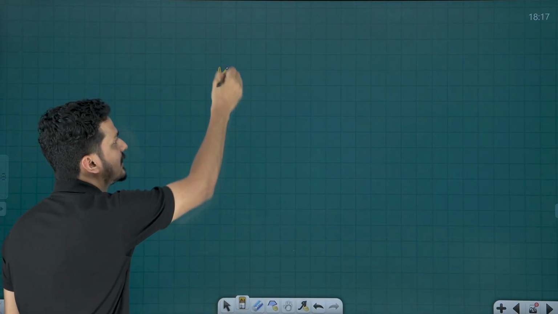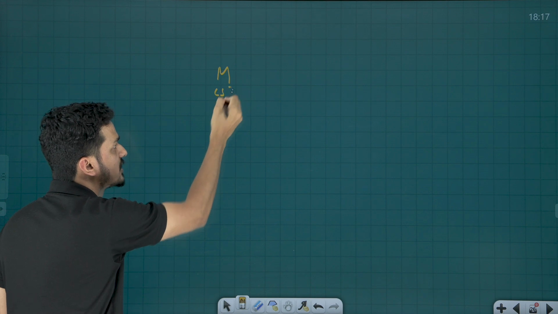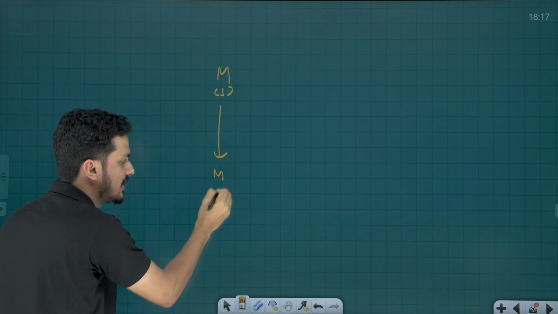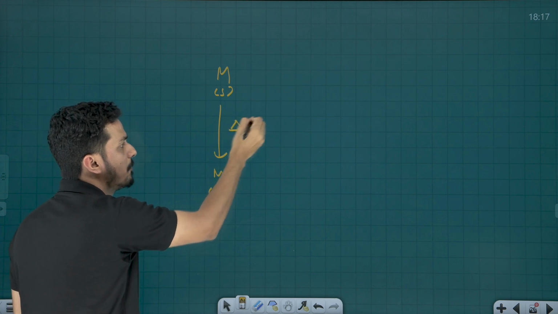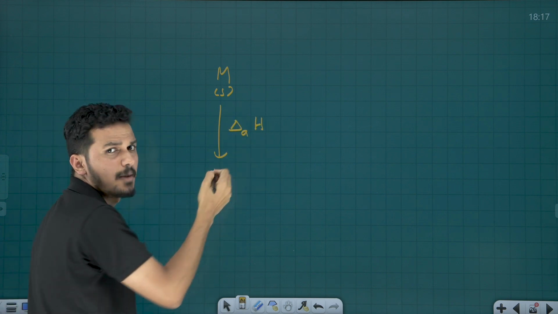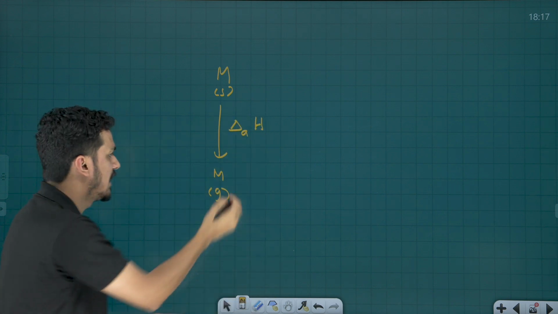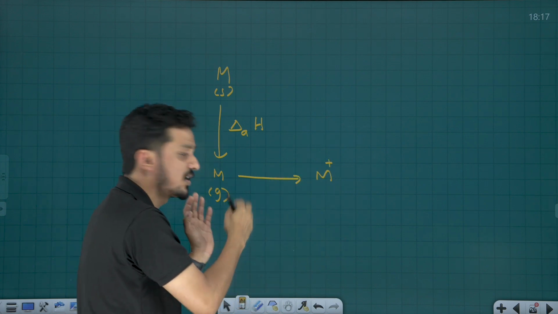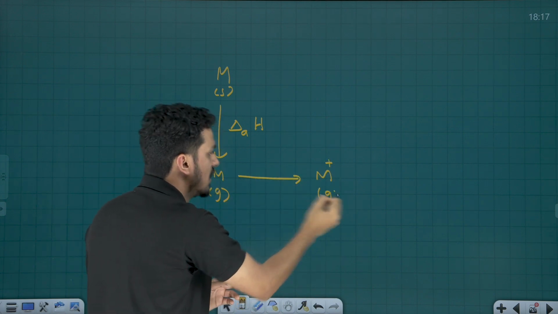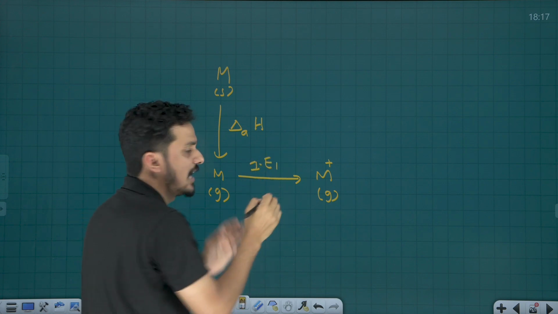suppose I am having one metal. That metal is in solid state. I am converting it to a metal in gaseous state. For that I need to apply what? Enthalpy of atomization, or else enthalpy of sublimation. Then after that I have to convert this metal into M+. M+ means I have to remove one electron, M+ gas. For that I have to apply ionization enthalpy 1.